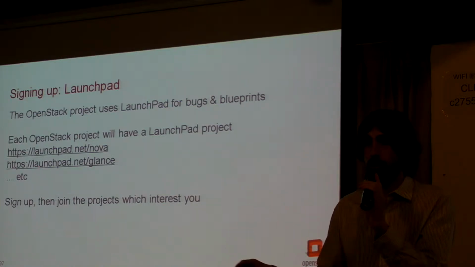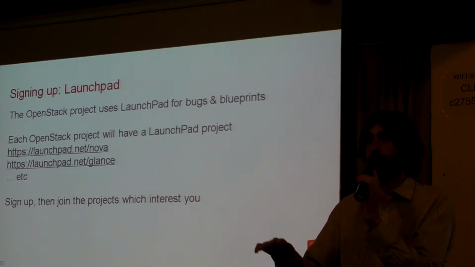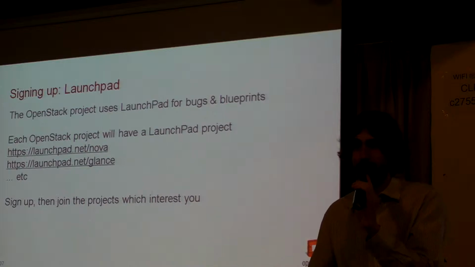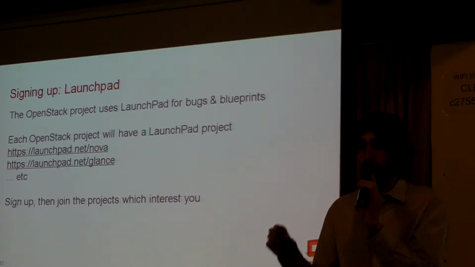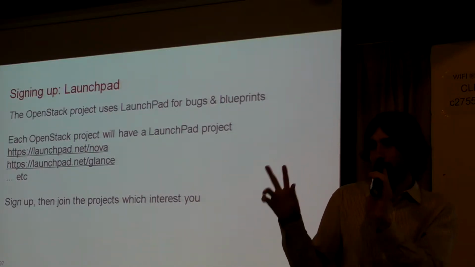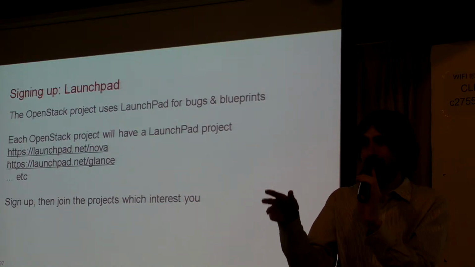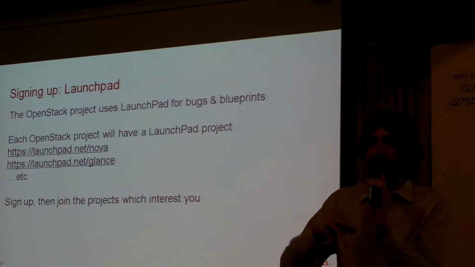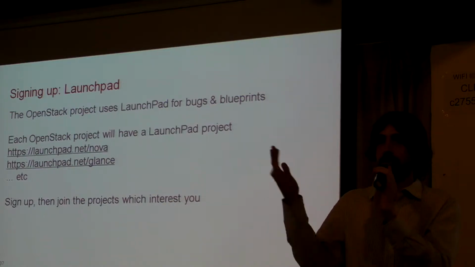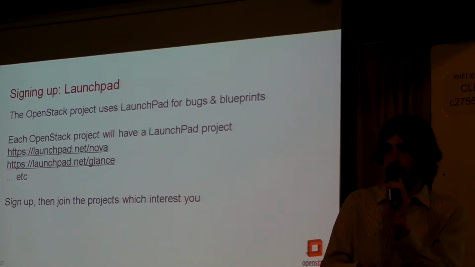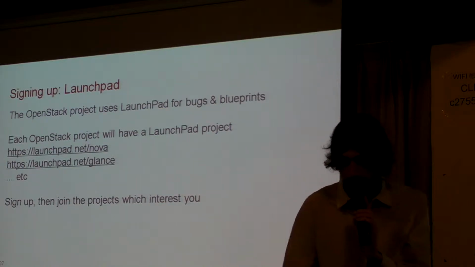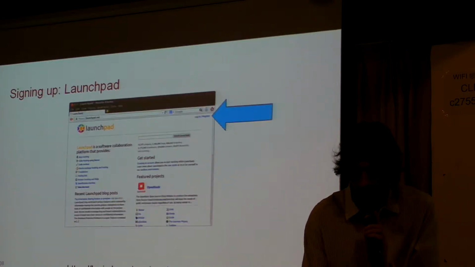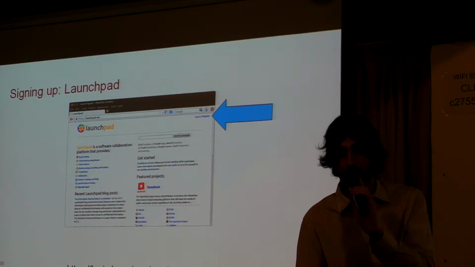OpenStack has a lot of projects. 2 million lines of code, you're not going to be able to read all of it in your life. So what you need to do is choose one project, or maybe 2 projects to work on. So if you're interested in databases, choose Database as a Service. If you're interested in object storage, choose Swift. If you're interested in Hadoop or that kind of thing, choose Sahara. Find the Launchpad project and sign up. You of course need a Launchpad account.